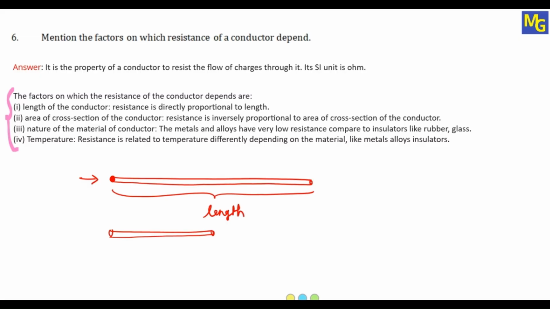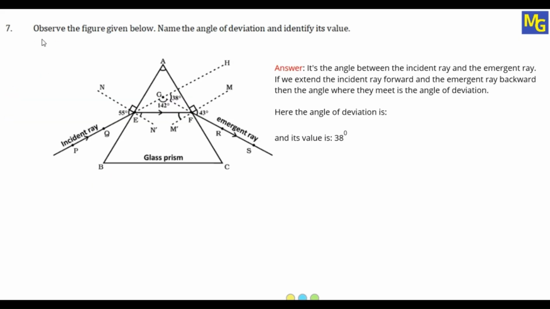Now we'll see the next question. So the next question, question number 7. Observe the given figure below. Name the angle of deviation and identify its value. So this is the diagram which is given, and we have to name the angle of deviation, find out the angle of deviation, and then we have to write its value also.